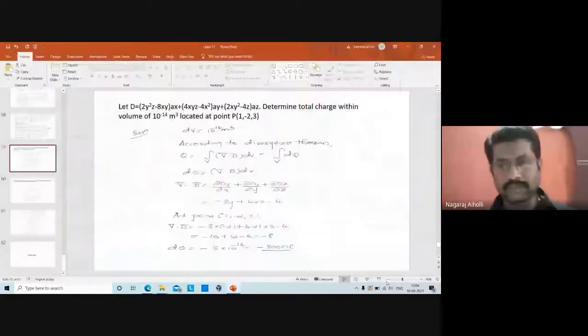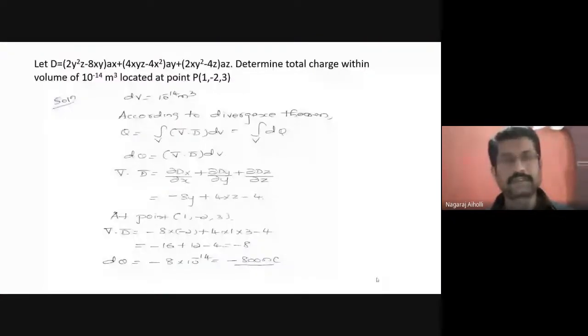Note down this example, students. Are you able to see the screen here? Screen is visible? Yes, sir. Okay, note down this example.